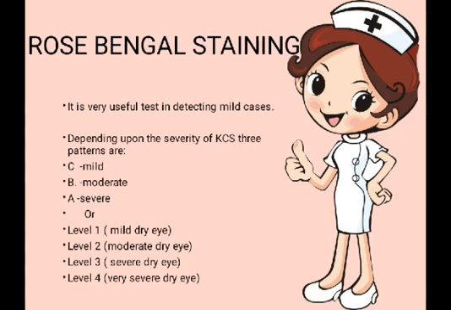Or we can also divide it into different levels. Level 1 means mild dry eye, level 2 moderate dry eye, and level 3 severe dry eye. Level 4 is very severe dry eye. In this way we will detect the severity. With these values we will decide the result of the dry eye.